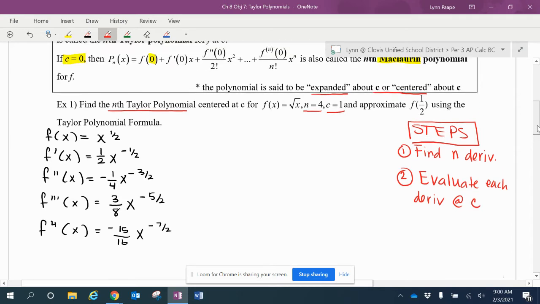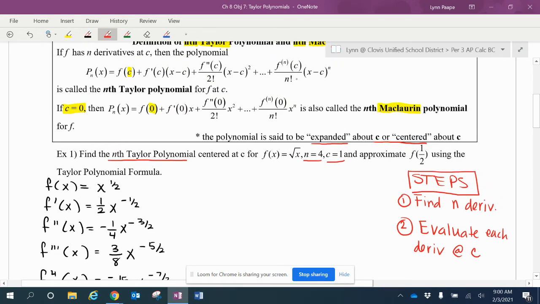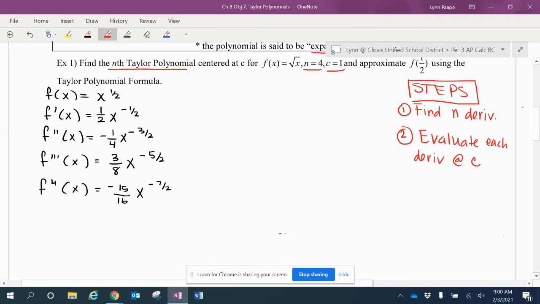So just to make sure we understand, what we're looking for is, like, what is f double prime of C? What is f prime of C? What is f of C? And then we have to go all the way out to the fourth derivative. So we're trying to figure out what these numerical values are to help us find that coefficient. Okay, so that is what we're working on right now.